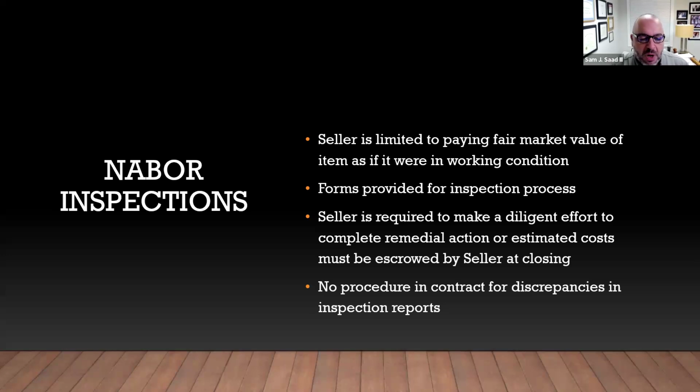One interesting point about the NABOR contract: if the buyer, on the one hand, thinks that the disposal's not working or it's too loud, and the seller says, nope, it works fine, it grinds the food and it goes down the drain, doesn't clog, there's no procedure in the NABOR contract for disputing that. So the realtor really becomes more important in the NABOR contract in this regard. You're going to have to work together between the listing and selling agent to get the process moving, so to speak. There's no way to just bring in a third inspector. It's a matter of negotiation.